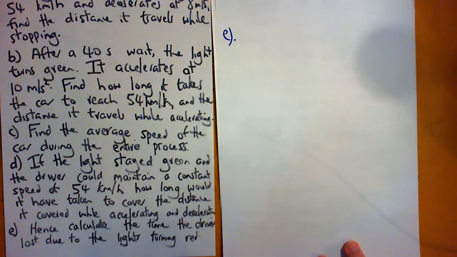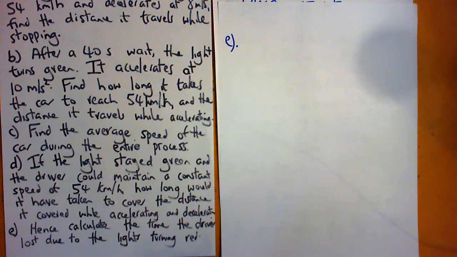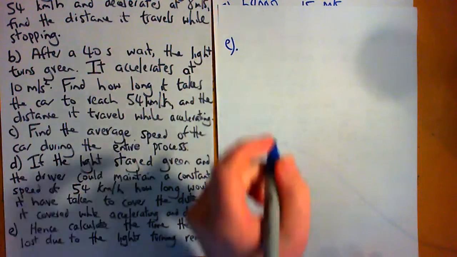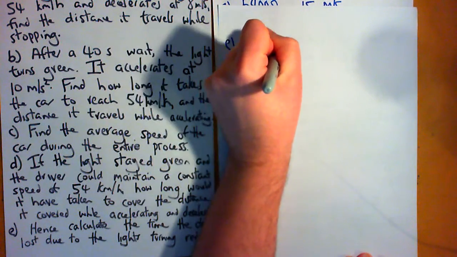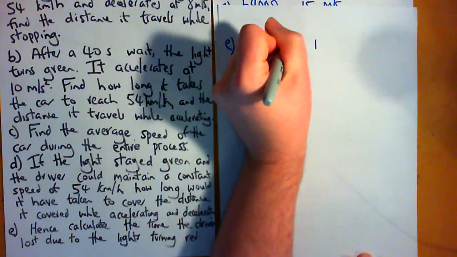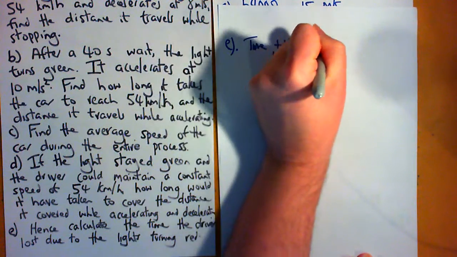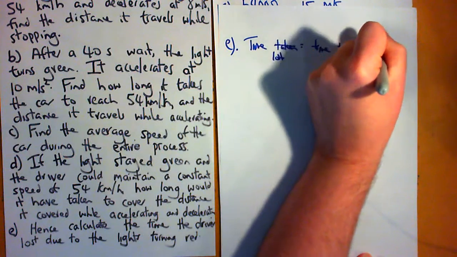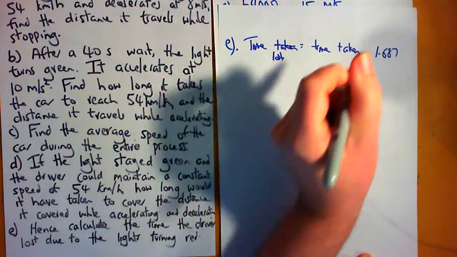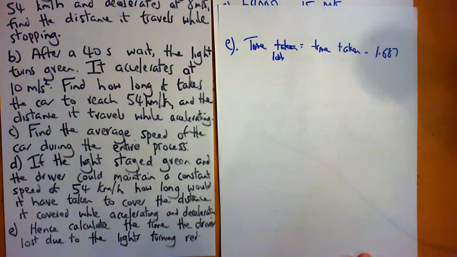And part E of the question, we need to find how long the driver lost due to the lights turning red. Okay, so the amount of time the driver lost would be the total amount of time that the whole process took minus what it would have taken if the light had stayed green. So the time lost would be time taken minus that 1.687 seconds that it would have taken if the light had stayed green for the duration.